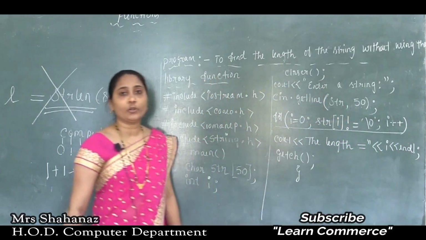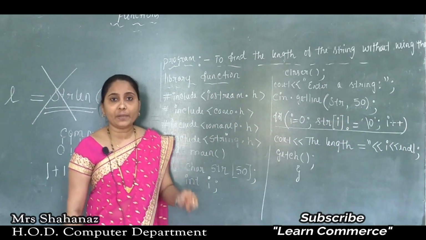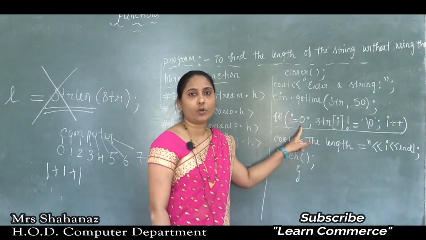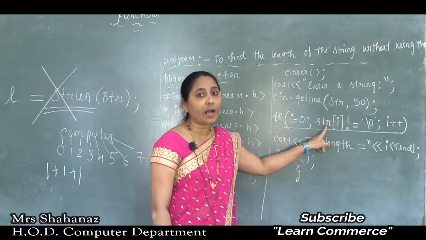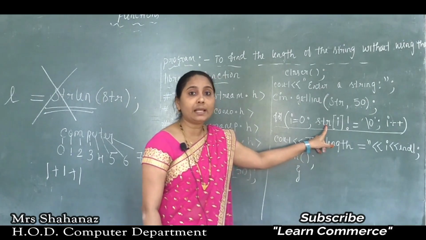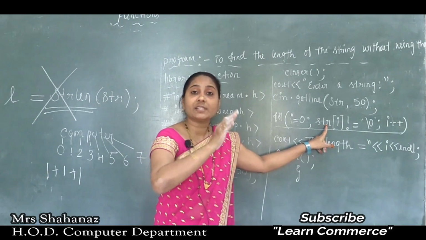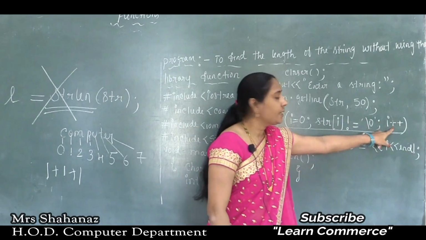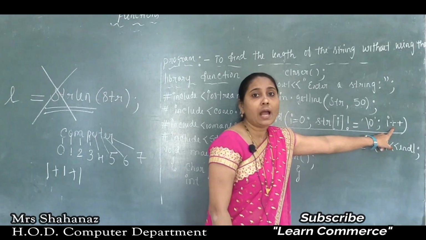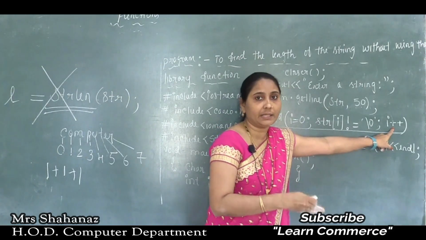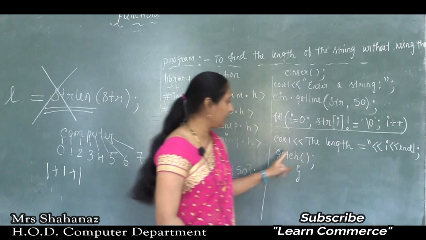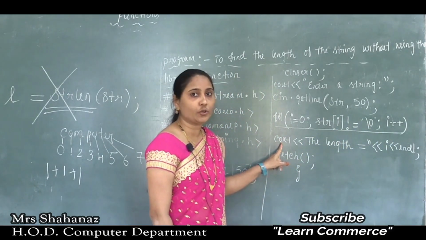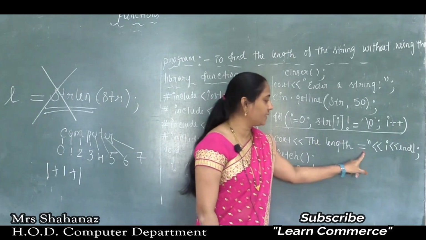Clear? So without using the library function, we completed this program just by using the syntax for i is equal to 0 semicolon, str of i is not equal to null character. That means if it is not equal to 0, it has some character. If it is true, then such character is going to be added into the i plus plus. One after the another the character is added, and finally it is going to display the answer. So the answer is displayed as the length is equal to i.